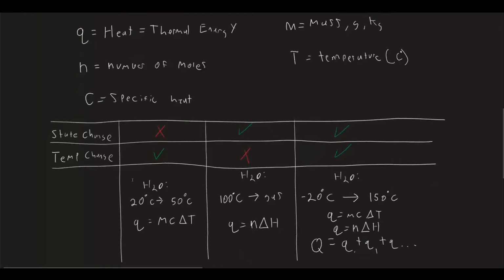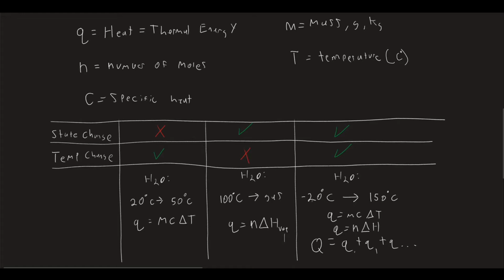So here are examples of the equations. We have state change and we have temperature change. So in each of these cases, we are using water as our compound. So if we go from 20 degrees Celsius to 50 degrees Celsius, we will only use the equation Q equals MC delta T because we only have a change in temperature. We do not have a change in state. If we are going from 100 degrees C to a gas for H2O, we will use the Q equals N delta H, and that will be delta H of vaporization. Because we have a state change, however, we do not have a temperature change.